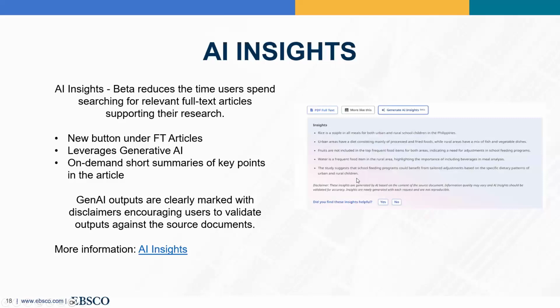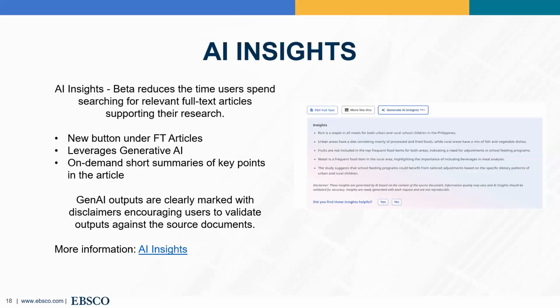So first off, we've got AI insights. AI insights reduce the time that you spend searching for relevant full text articles supporting your research. This feature is accessible through a vast and continually expanding array of EBSCO full text databases and EBSCO Discovery Service. EBSCO AI insights offer concise summaries, presenting you with 2 to 5 salient points for each document, and this consistent format is applied across multiple databases.